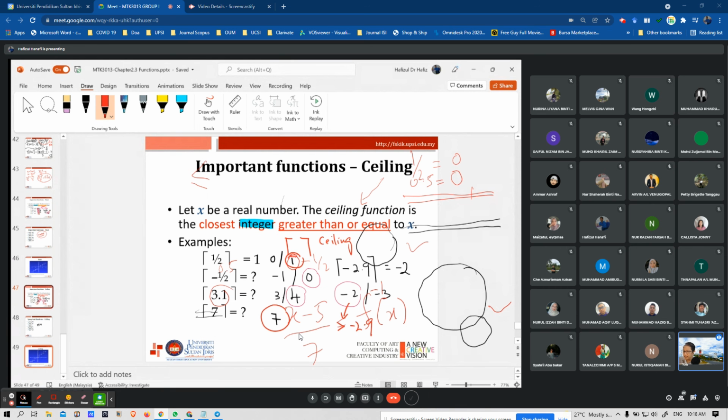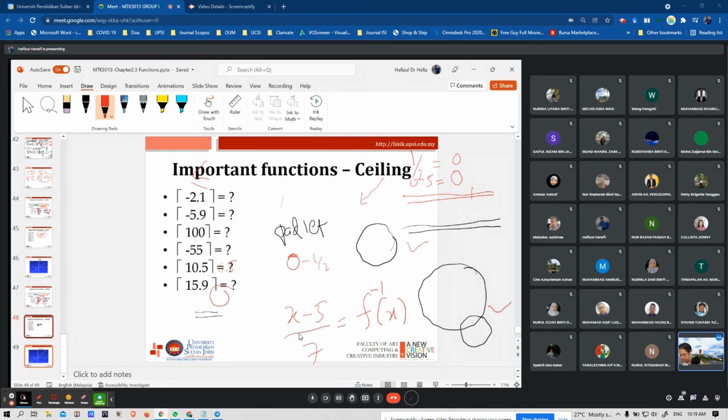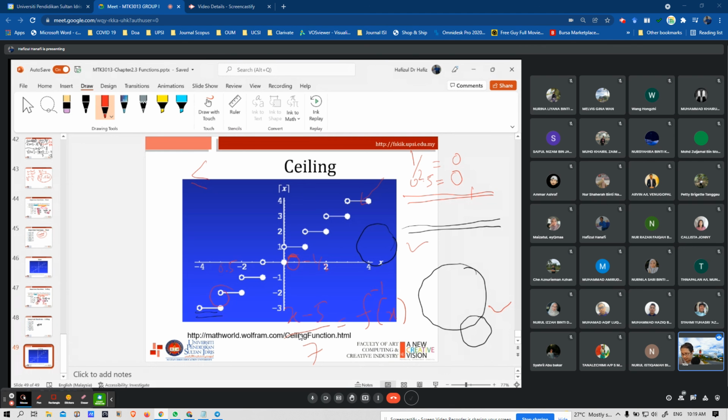Okay, and then this one is the ceiling. For the ceiling function, x is a real number, and the ceiling function is the closest integer greater than or equal to x. We get the upper value. For example, ceiling of 0.5 equals 1, negative 0.5 equals 0, 3.1 equals 4, and 7 equals 7. Okay, please do this one in a Padlet also. Okay, this one is the graph.